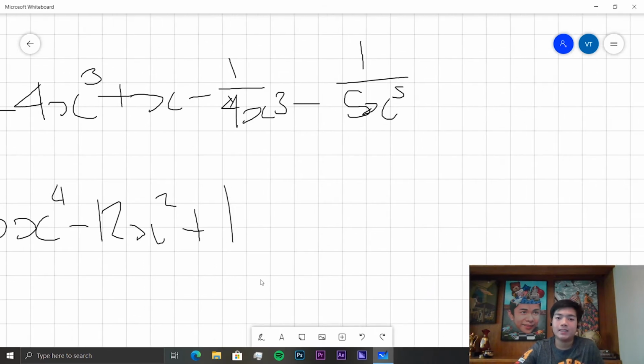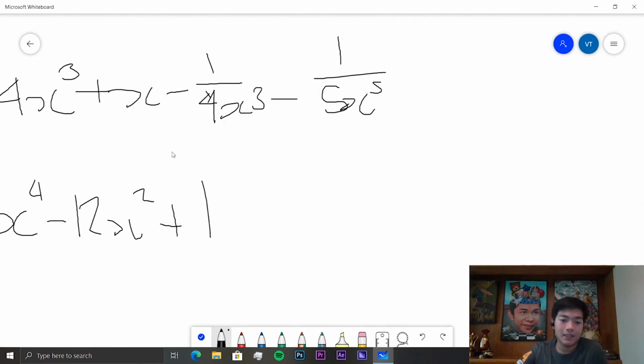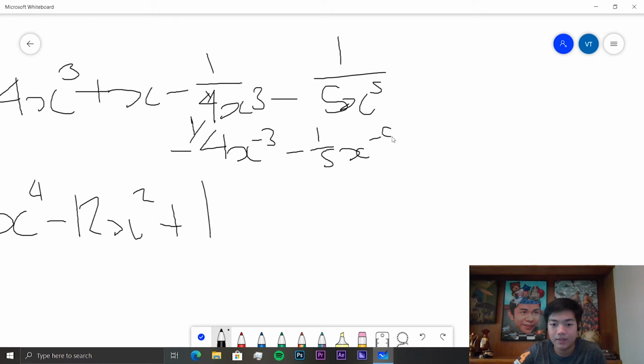And for these last two, well, what are we going to do? In this case, we need to express this as 4x to the negative 3. Well, actually, this would be 1/4 x to the negative 3. And this would be 1/5 x to the negative 5. So we need to be aware of this. So we can still use the power rule for negative powers. It actually works for all real numbers.